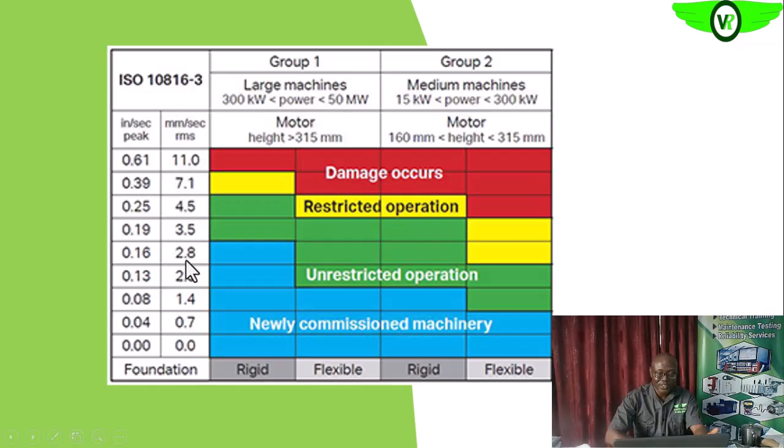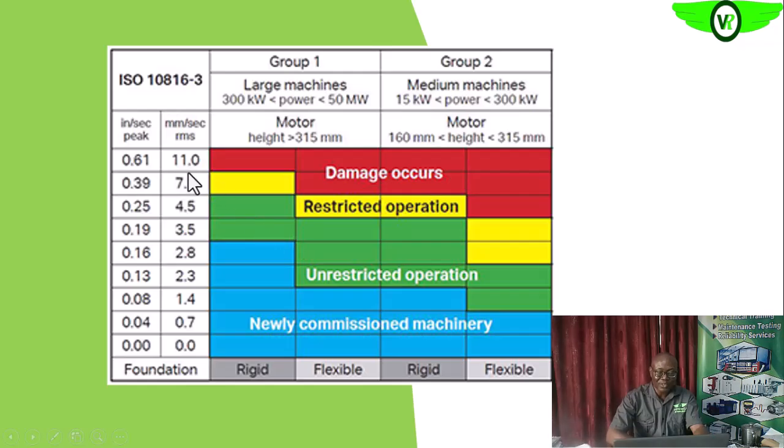If your equipment is a rigid type, it falls in this area, which is for a newly commissioned machine, which means the equipment is trying to bed in. Within this area, the vibration level is fine. Here is also fine. You have 2.8, it means that the vibration is low for rigid equipment. Then for flexible equipment, the vibration is normal, which means that you can use the equipment continuously, no problem.